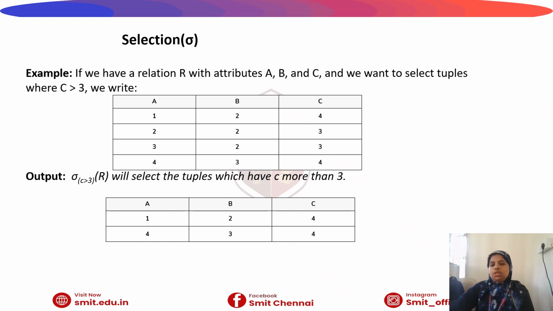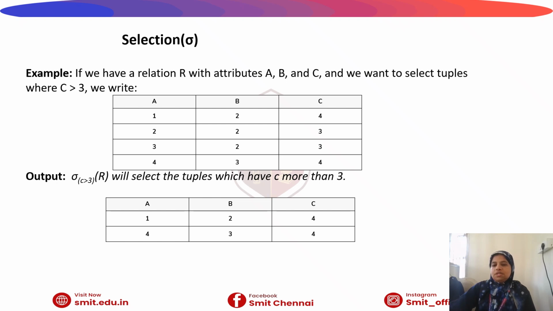The first row, the first tuple, is selected for this. The next is 2, 2, 3, which is not satisfied, and 3, 3, 2 is not satisfied. Go to the fourth tuple, that means the row, which is greater than 3. So that row will be selected. Look at this output, 1 and 4: the first row and the last row are selected because the C value is greater than 3. That is the condition, selecting the particular rows from this table, those with values more than 3.